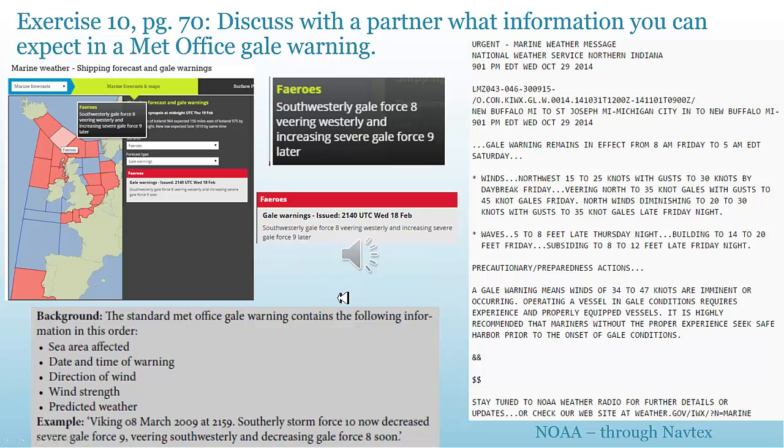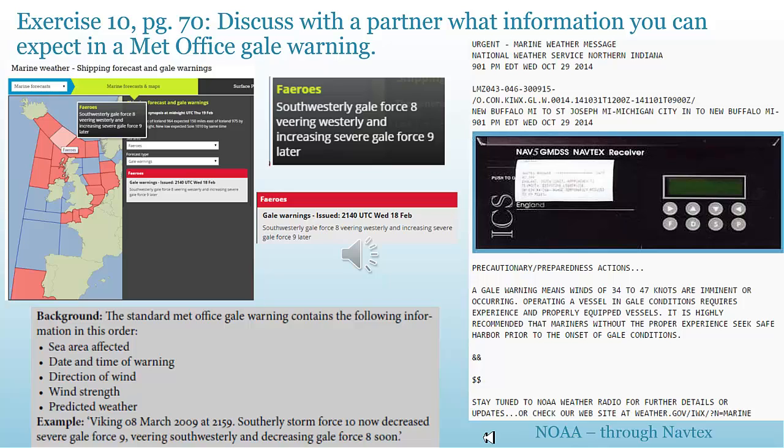Good morning. That gives you kind of an idea of what it looks like, or what it sounds like, when you have a weather forecast from the Met. Okay, let's go on.